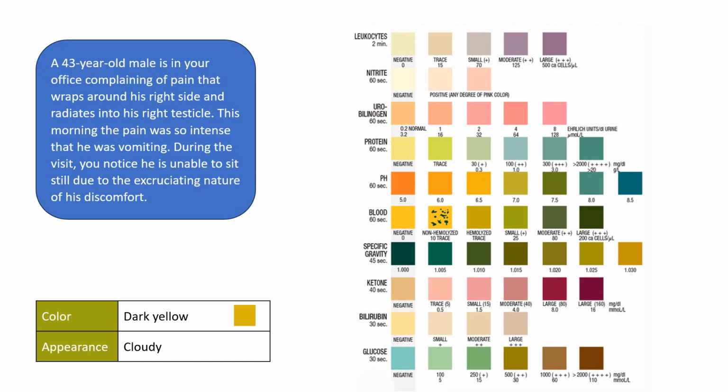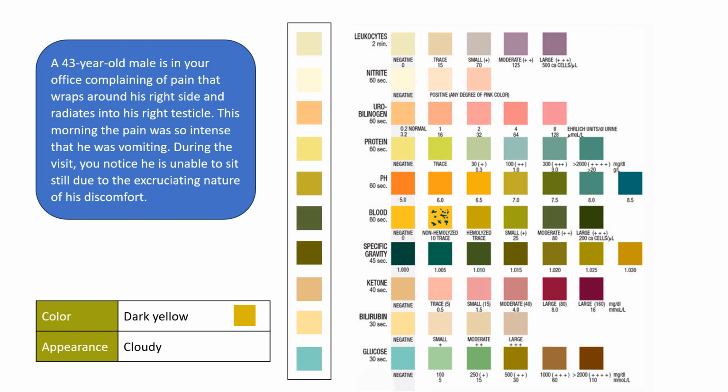In this scenario, we have a 43-year-old male complaining of pain that wraps around his right side and radiates into his right testicle. Wow, that's no good. This morning, the pain was so intense that he was vomiting. During the visit, you notice he is unable to sit still due to the excruciating nature of his discomfort. Poor guy. He does give us a urine sample, and we see that it is dark yellow and cloudy. Got a couple of things there. And then we put the dipstick in, and these are the results that we got.